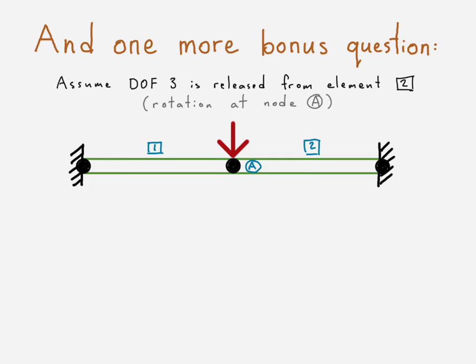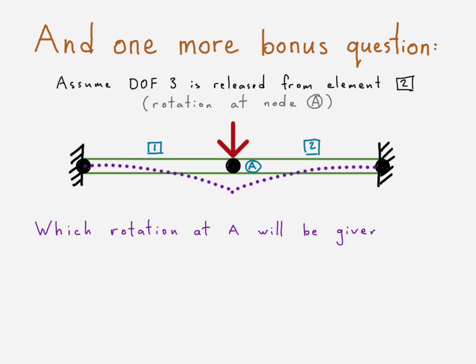So element 1, that stiffness matrix would resemble just the original frame element stiffness matrix. Stiffness matrix for element 2, that would be modified to account for degree of freedom 3 being released. So we would expect it to deform something like this. Remember, this represents a hinge joint now, right? So let's get to the question. The question is, which rotation at node A will be given in the output?